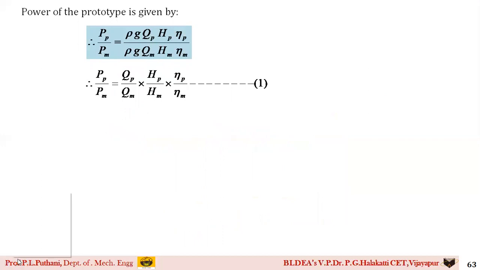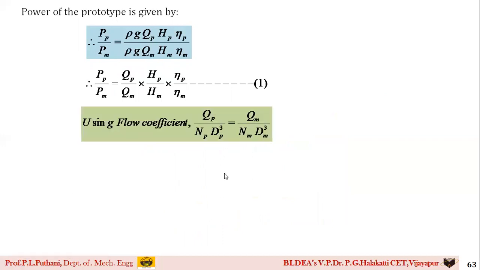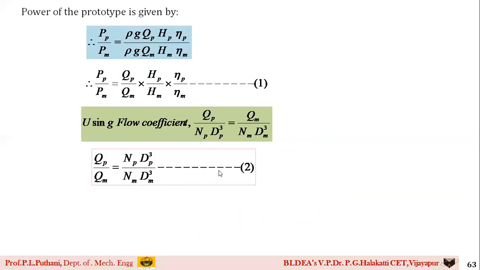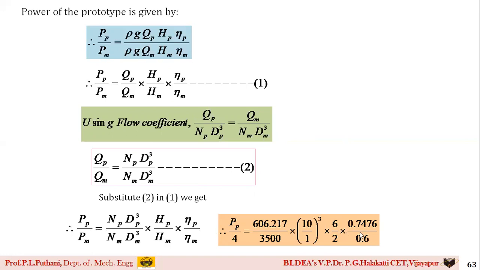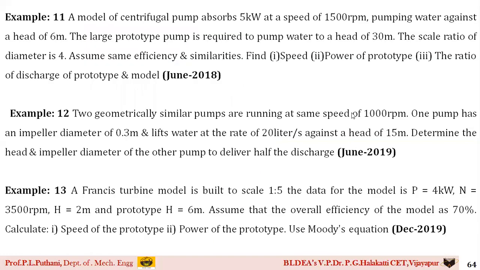So the same step we are going to do now. Using the flow coefficient equation, I am substituting equation number 2 in equation number 1. Once I substitute, I get equation 1 in this form. I will substitute the values, you can see here, and after substituting the values and simplification, I get the value of power PP as 2589.75 kilowatt.